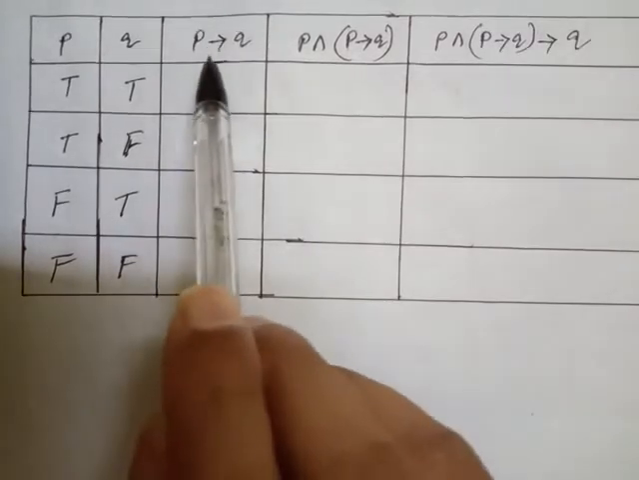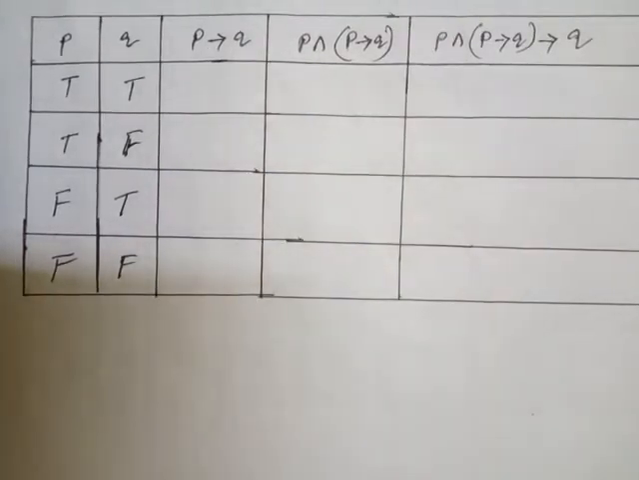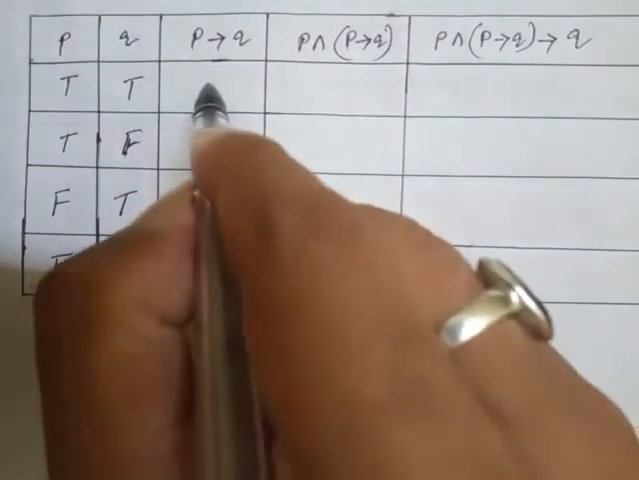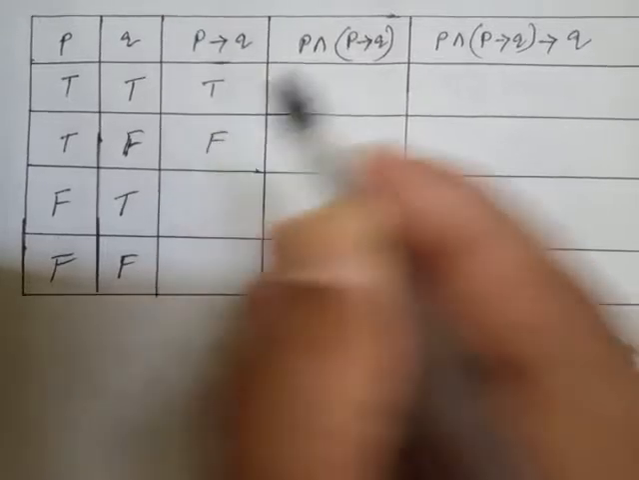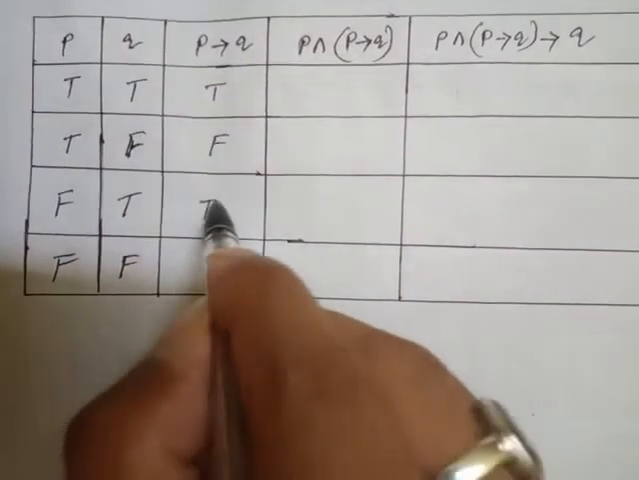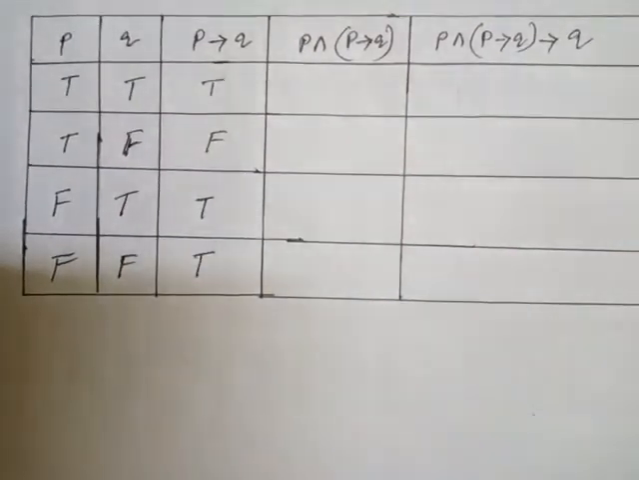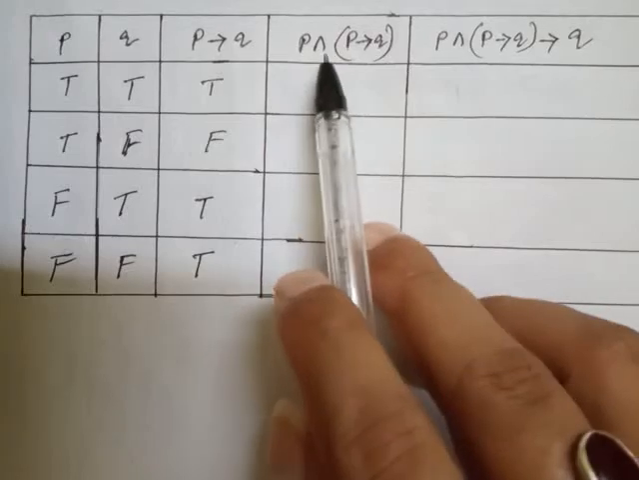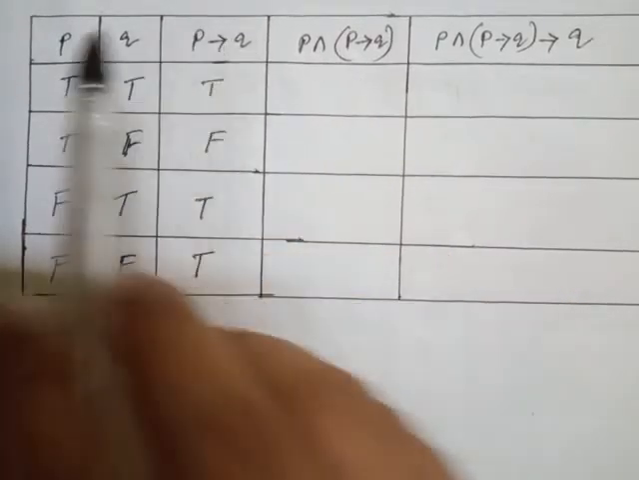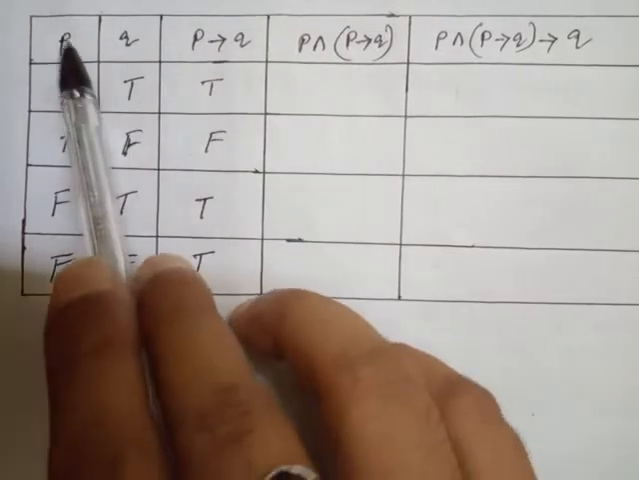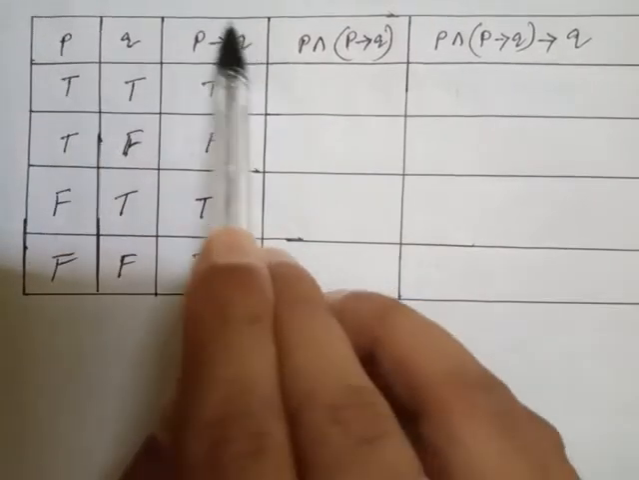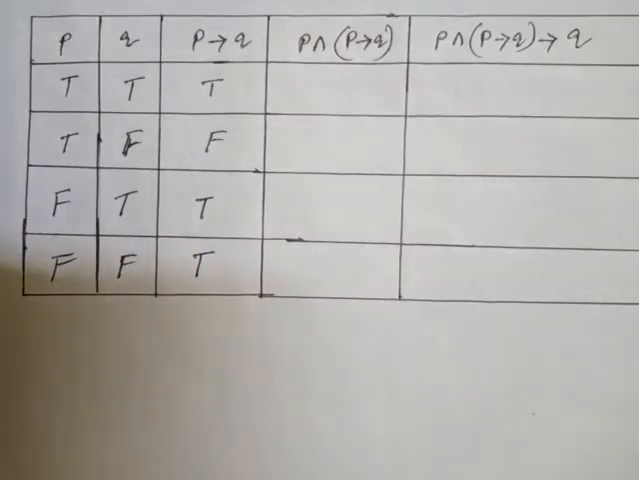Now this is the P implication Q. So look here, true true is true, then true false is false, then false true is true, then false false is also true. This is the P implication Q. Now after that we need to find out P conjunction this value. I repeat again, P means this whole value, conjunction this whole value, which means P implication Q.